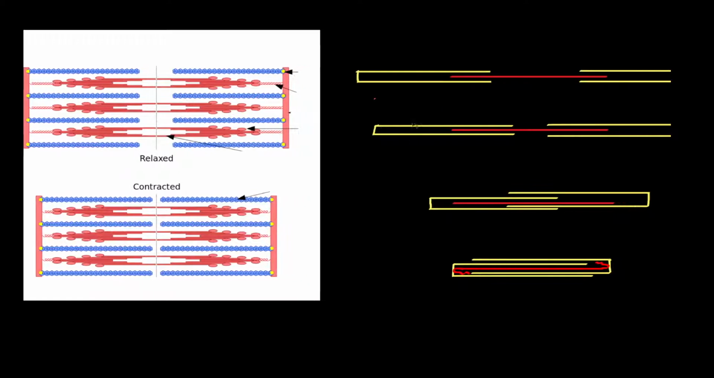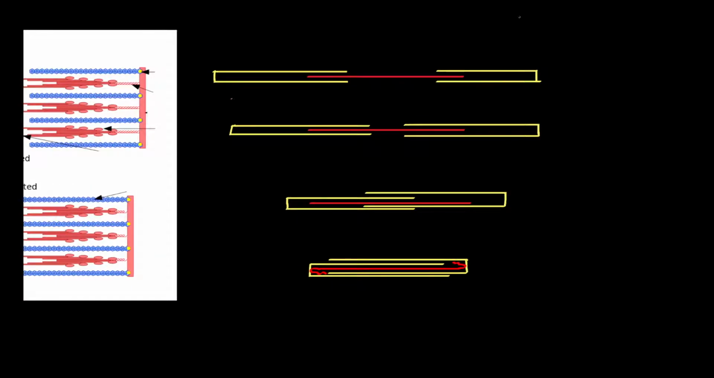So I have a sketched out version of a couple different configurations of a sarcomere, where we've got the actin here in the yellow, myosin in the red. And remember that what's going on with myosin is that it has these little heads, and these little heads can grab onto actin and then pull this way and this way. So that is why muscles are able to contract to shorten their length.